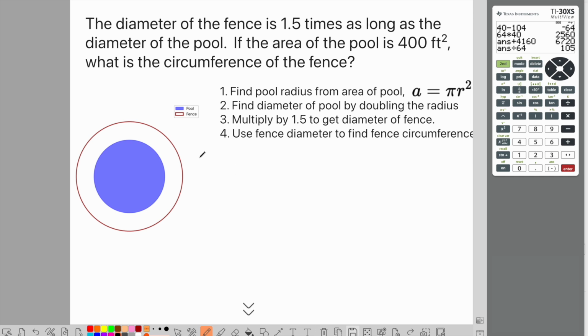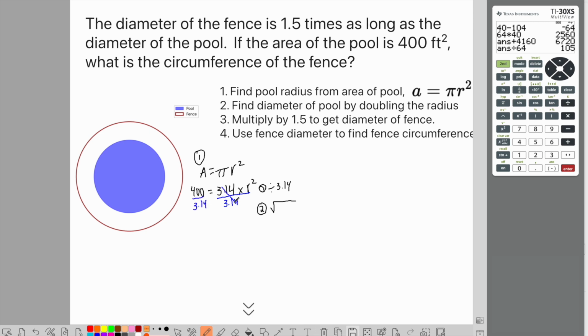We know that the area of the pool, so here's step one, the area is equal to pi r squared, pi times radius squared. So we've got 400 is equal to 3.14 times the radius squared. Now, this is going to be two steps. Step one is we're going to divide by 3.14. And then step two is we're going to take the square root of that answer. That's how we undo this squaring. So let me change the color for each step. We're going to divide here by 3.14, divide here by 3.14.